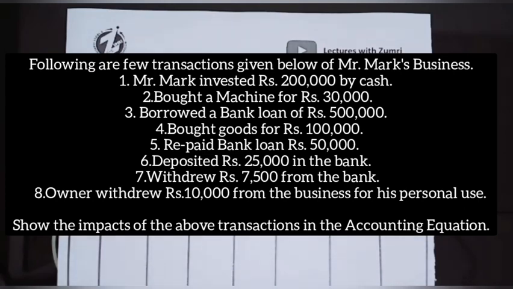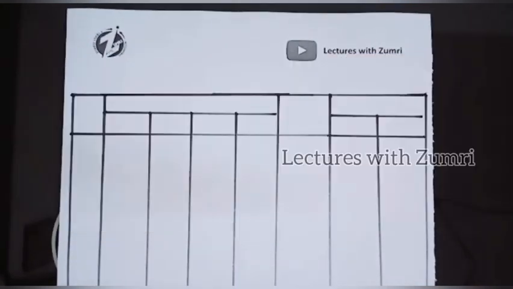And what you have to do is show the impacts of the above transactions in the accounting equation, right guys? So now let's see how to record these impacts of the transactions in an accounting equation. When you consider the syllabus, if you consider the textbook, you'll have to draw a format like this. So how to start? We have to always start.